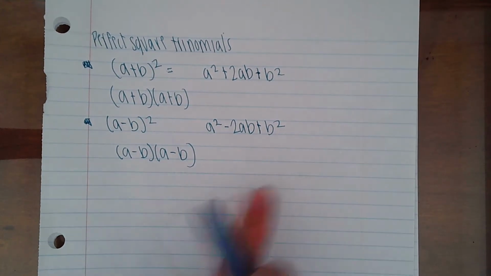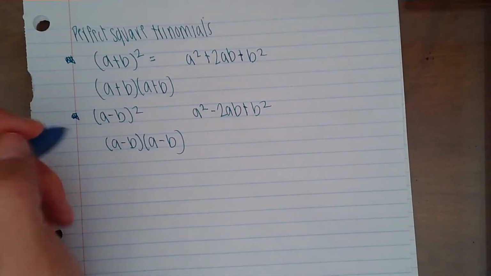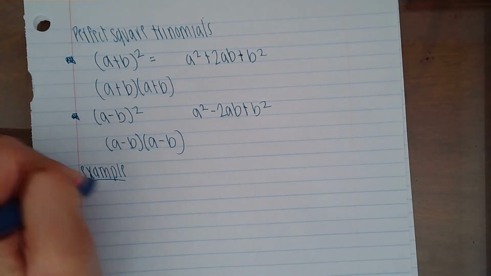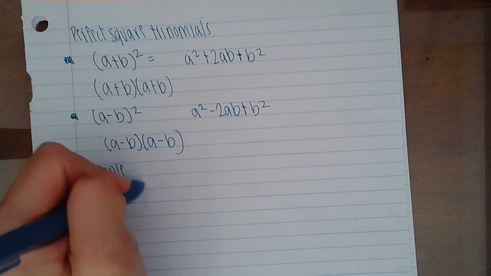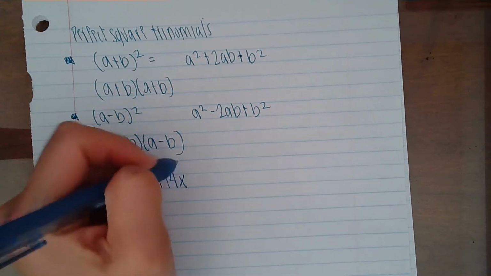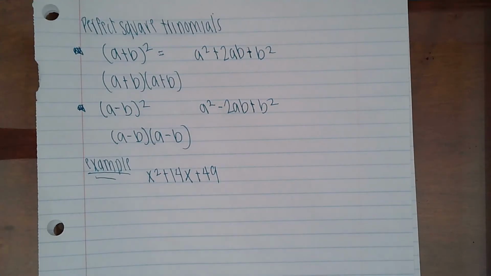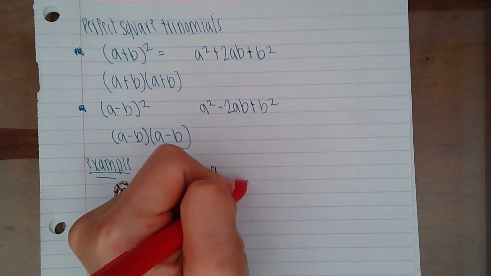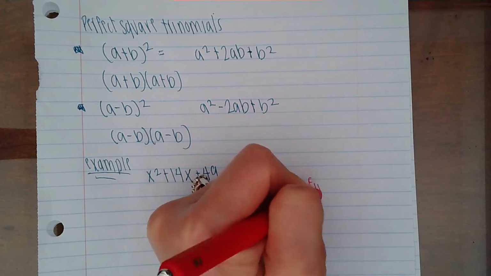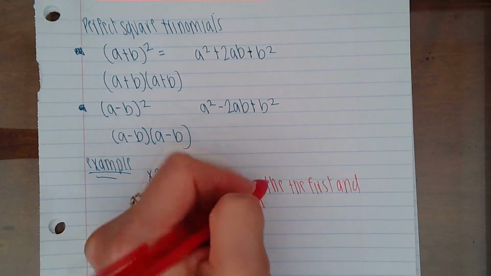So let's talk about how to do this when we're actually presented with a problem, because this probably all sounds really confusing to you. So let's go ahead and say we have the problem x squared plus 14x plus 49. Okay, first thing you want to check: are the first and last terms perfect squares?